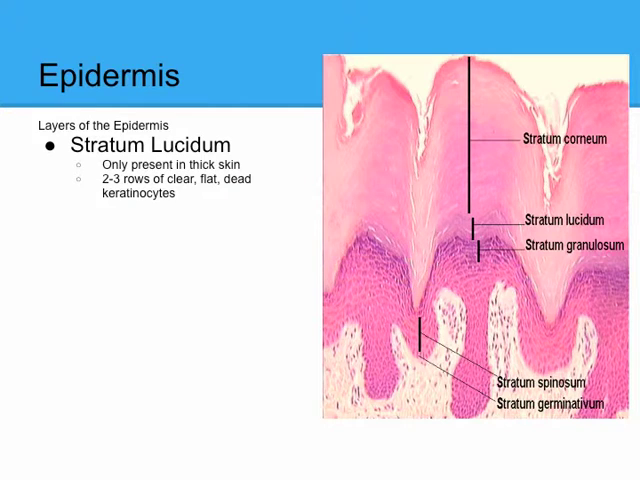Okay, so this is what makes thick skin: the presence of a stratum lucidum. It's actually not very thick, which is interesting. It's only 2 to 3 rows of clear, flat, dead keratinocytes, but it adds quite a bit of strength in high abrasion areas like the palms of the hands and the soles of the feet.